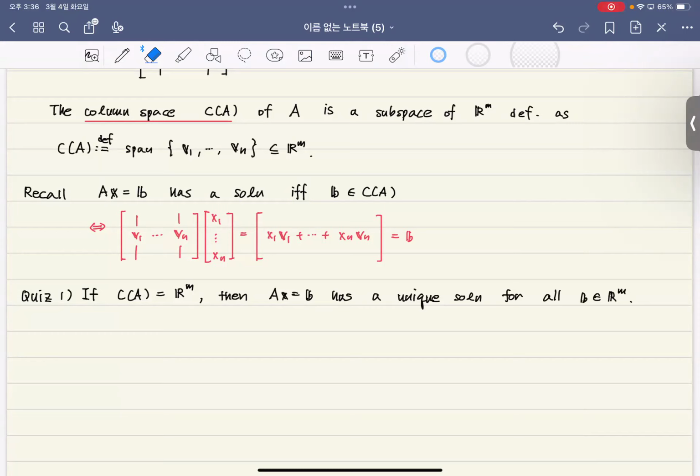This is not true. Why? If I drop the word "unique", then this statement should be true. Since the column space is the entire space R^m, for every choice of b, b must be a member of the column space, therefore you can find a solution. However, here I am claiming the solution is unique. Therefore, the entire statement must be false.